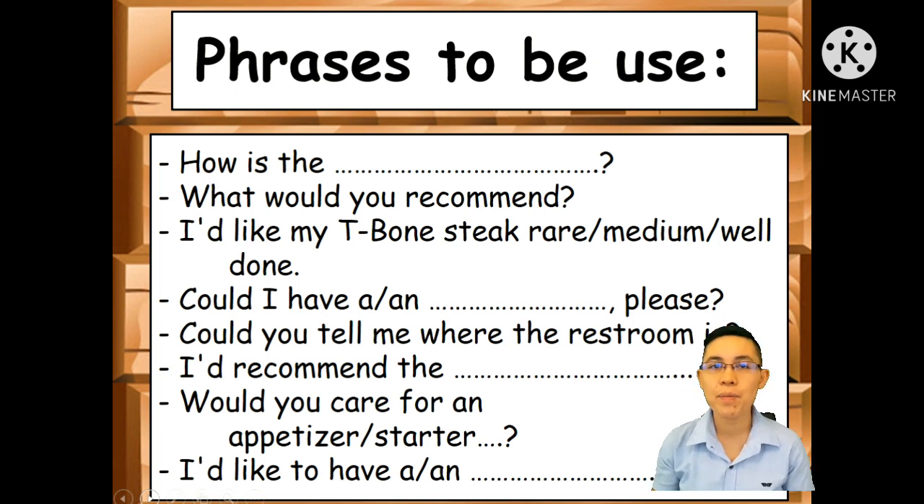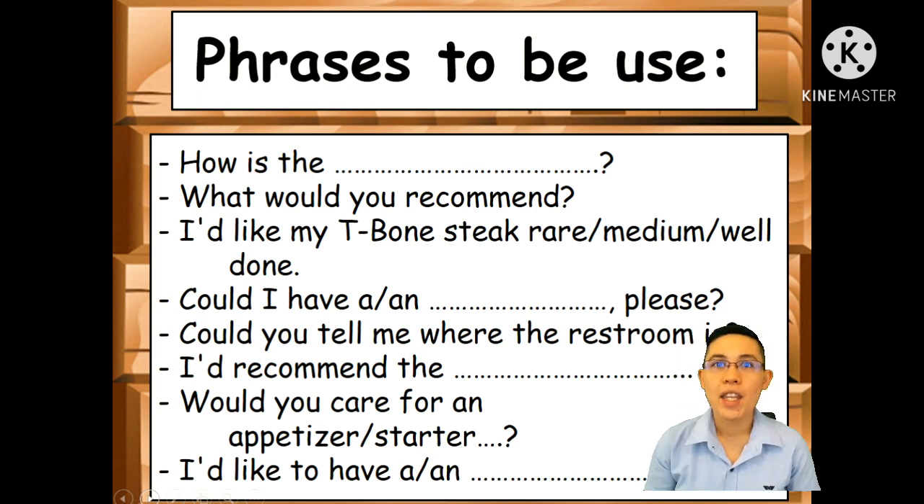Next we have, sometimes while we are eating, we need to go to do our personal necessities. So if you don't know where the restroom is, you can ask the waiter or the guard, if they have one in the restaurant. You can ask them, could you tell me where the restroom is? Or you can say, where's the restroom?